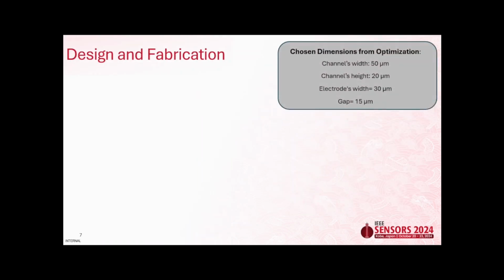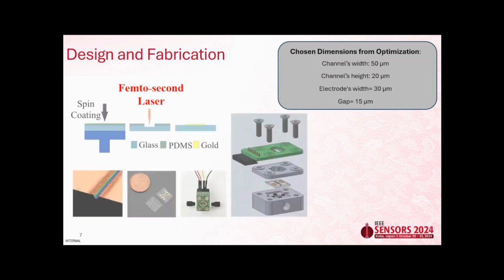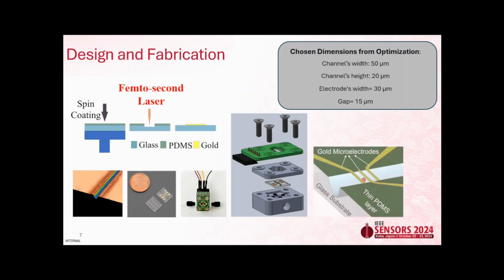And then using this optimization method, I started to design and fabricate my microchannel and my microelectrode. The microfabrication starts with spin coating of a thin layer of PDMS on a glass wafer. And then both the glass wafer and the PDMS will be structured using a femtosecond laser ablation, which you can see as the first part in this photo.